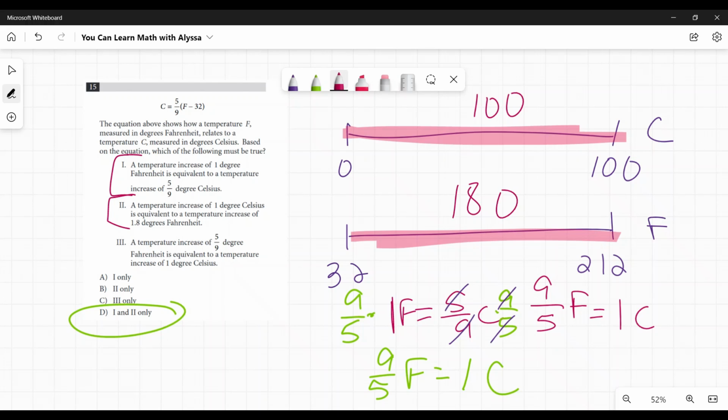The other way you can do this, I think it takes more time, again, because you don't have a calculator, but you can absolutely plug in numbers up here and see what happens. So if you started at 0 degrees Fahrenheit and did this math, which actually, I don't think I would. I think I'd start at 32, so these would cancel out.